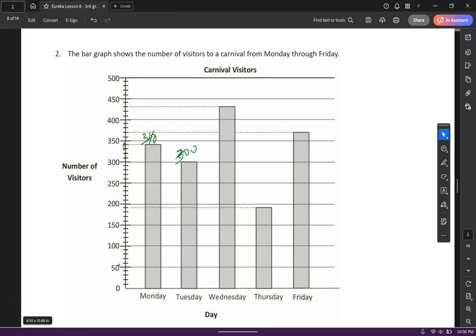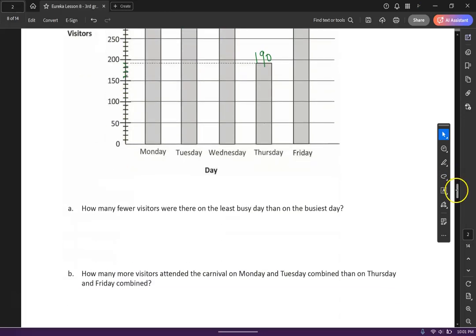Wednesday, 400, 410, 420, 430. Thursday, 150, 160, 170, 180, 190. And Friday, 350, 360, 370. Okay. Now that we've labeled, questions will be easy.